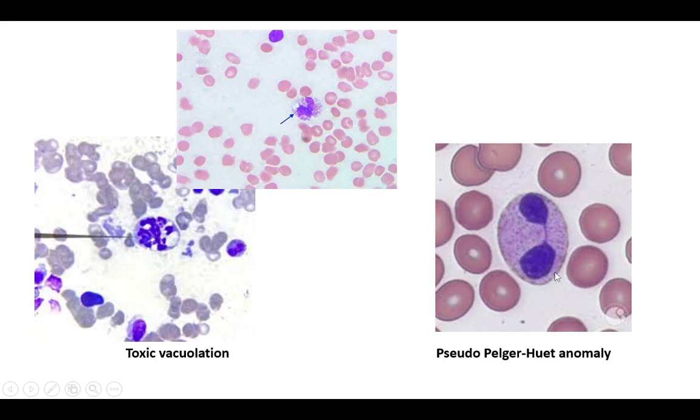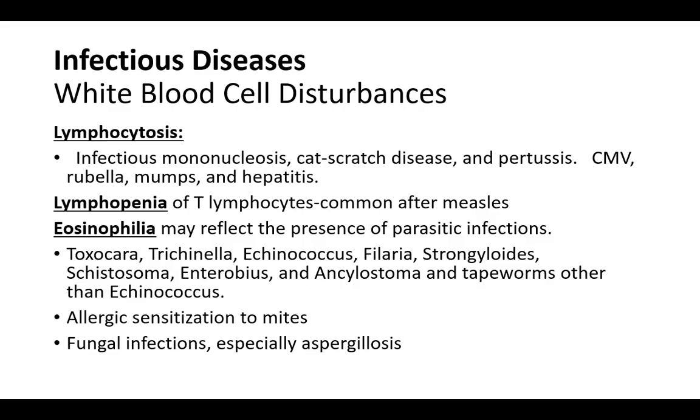Also, you may have pseudo-Pelger-Huet anomaly in certain cases. So you should definitely look at the peripheral blood smear yourself and see if the patient has any of these abnormalities. Okay.